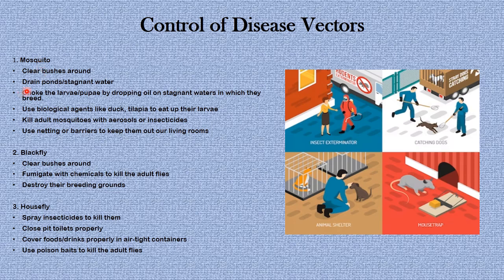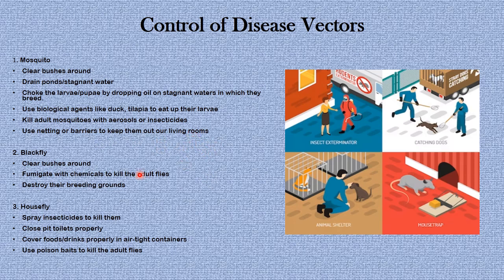Now, to control mosquitoes, clear the bushes around, which is environmental, drain ponds and stagnant water, choke the larvae and pupa by dropping oil on stagnant water in which they breed, use biological agents like duck, tilapia that eat up their larvae, kill adult mosquitoes with aerosols or insecticides, using nets or barriers to keep them out of our living rooms.